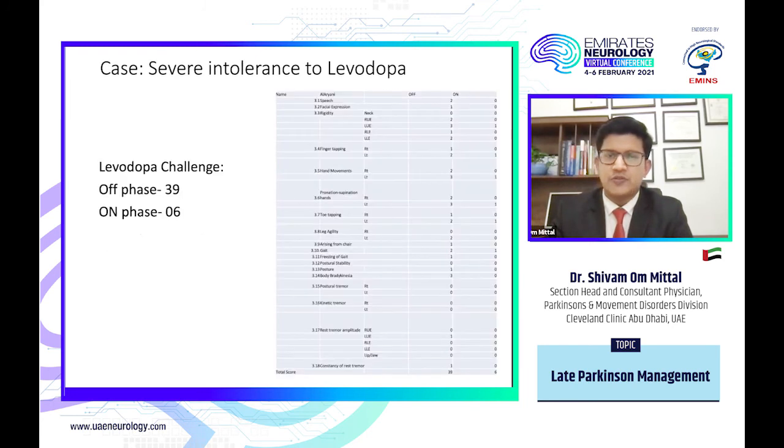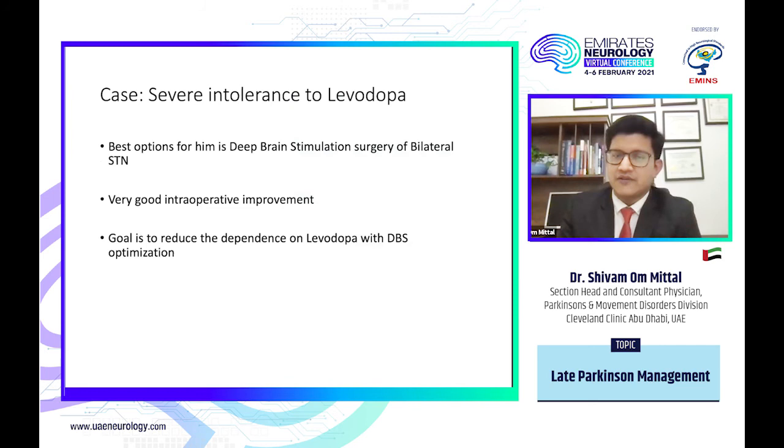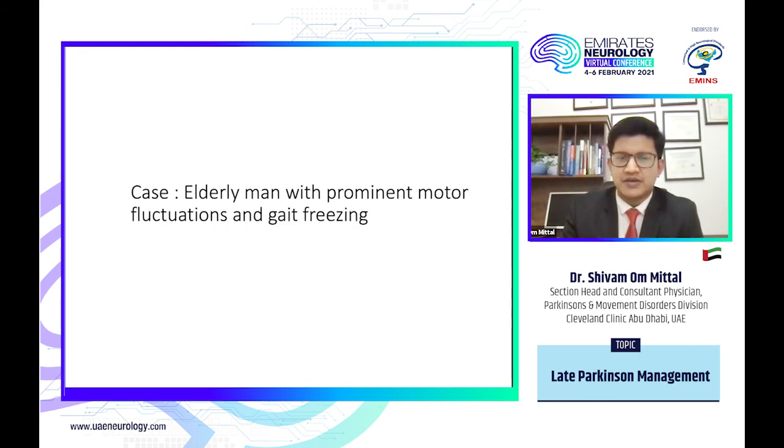So we did a levodopa challenge. You can see a significant improvement in his UPDRS score from 39 to 6, and he had a DBS done, and he is doing very well. We have cut down his medication by 75%, and he is 85% better, and he is just taking medicine because he feels a need to take it. Otherwise, his motor symptoms are all under good control. That's his DBS leads.